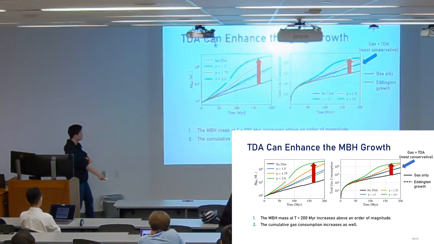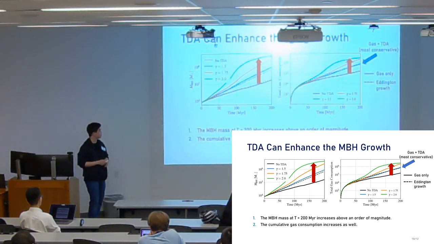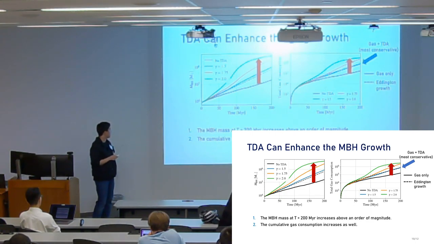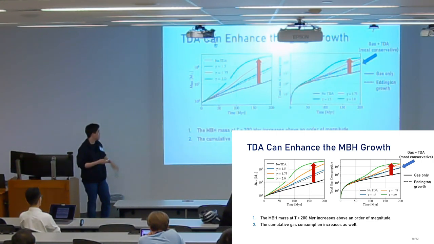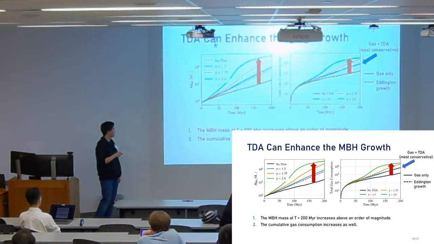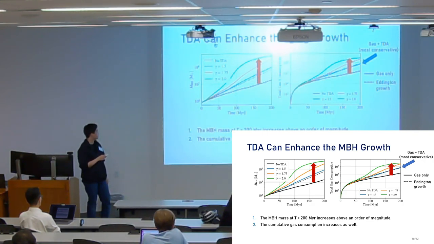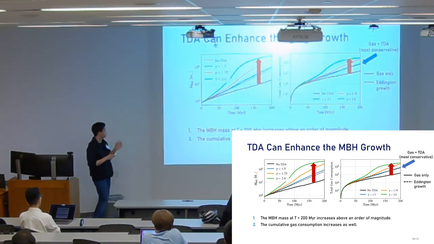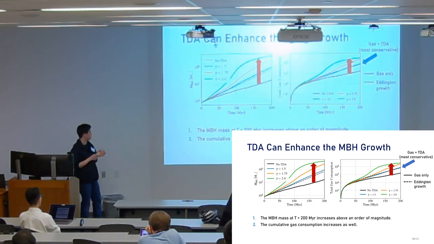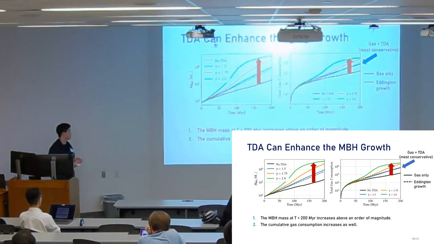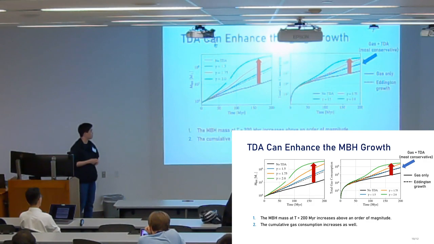And the effect on the massive black hole growth was significant. Even in the black line with gas accretion only, the black hole grows from 10^4 to 10^5, but it is much below the Eddington rate growth. But if we include the tidal disruption accretion, then even in the minimal case, it could grow above the Eddington limit. And also, because of the enhanced growth of the massive black hole, you can see the total gas consumption rate has been significantly increased as well.